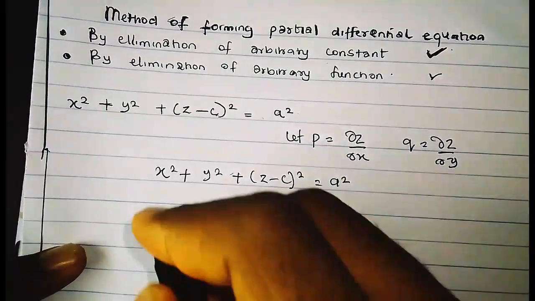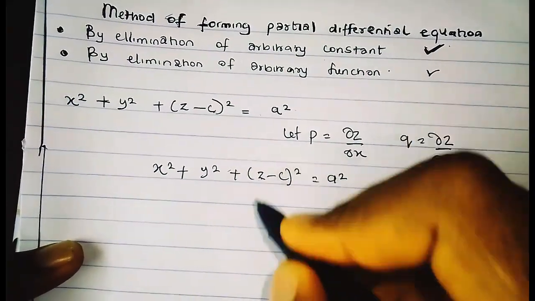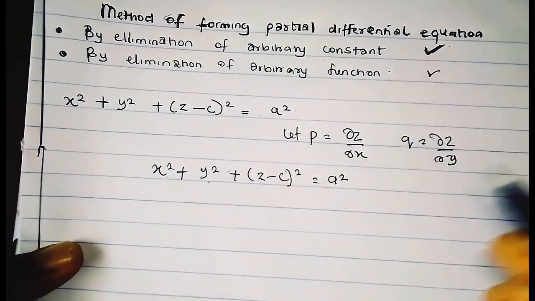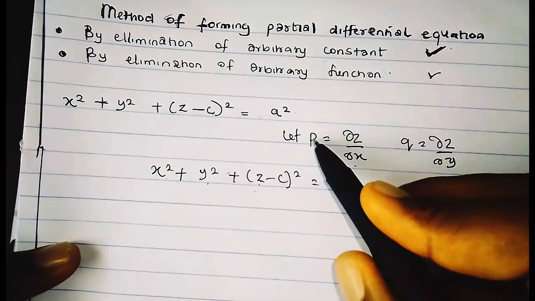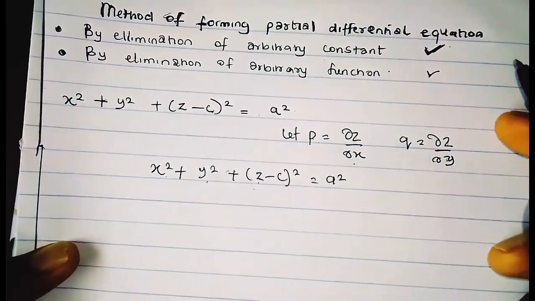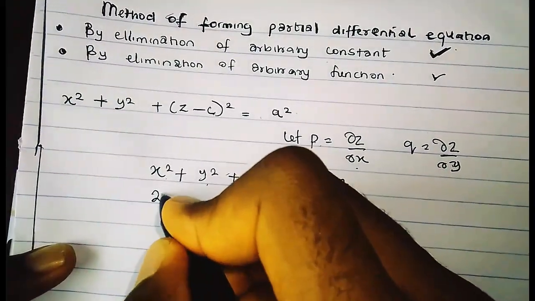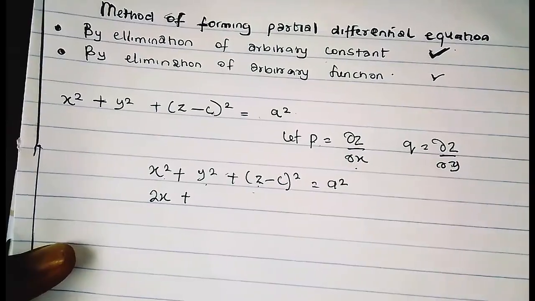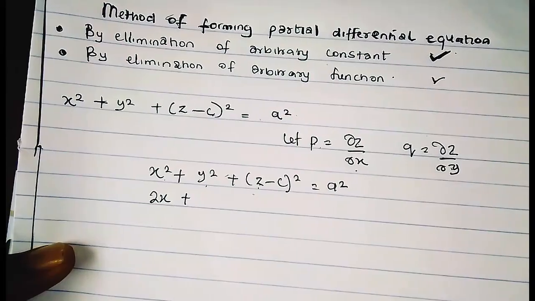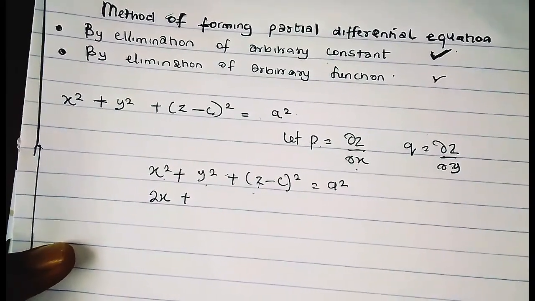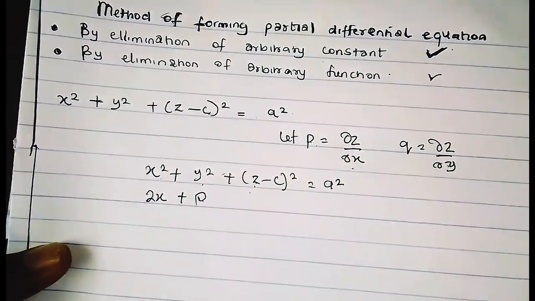So now let's differentiate this with respect to x, right? We assume that z is a function of x and y, with dz/dx called p and dz/dy called q. Differentiating this equation with respect to x, this will be 2x, right? Differentiating with respect to x means that all other variables are taken as constants. So if I'm differentiating with respect to x, y is taken as a constant, so differentiating y squared gives 0.